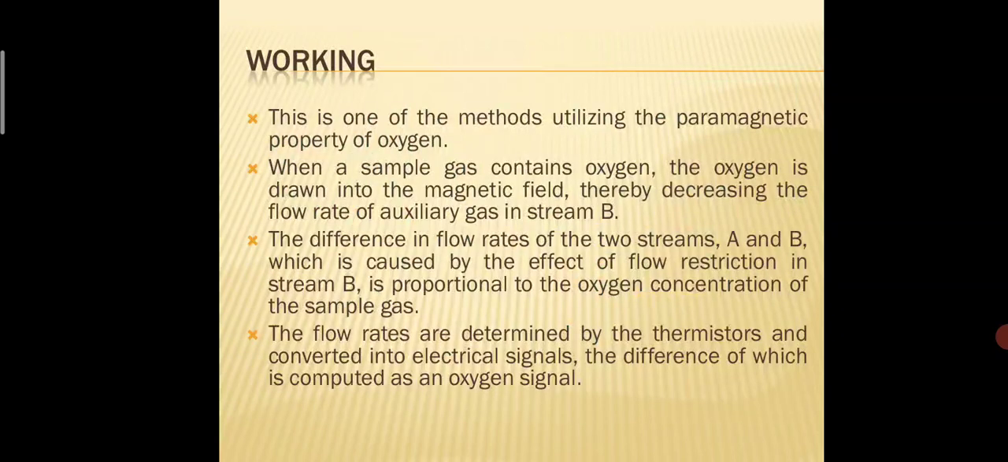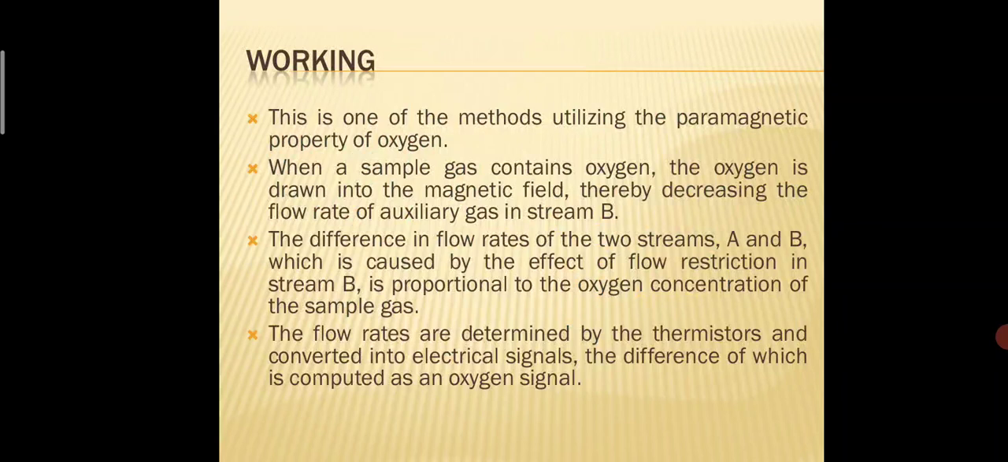When a sample gas contains oxygen, the oxygen is drawn into the magnetic field, thereby decreasing the flow rate of auxiliary gas in stream B. The difference in flow rates of the two streams A and B, which is caused by the effect of flow restriction in stream B, is proportional to the oxygen concentration of the sample gas.